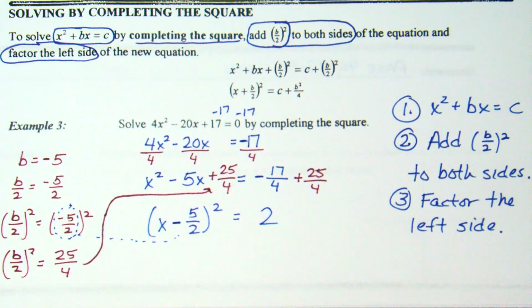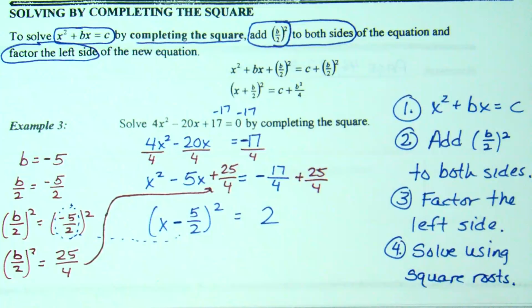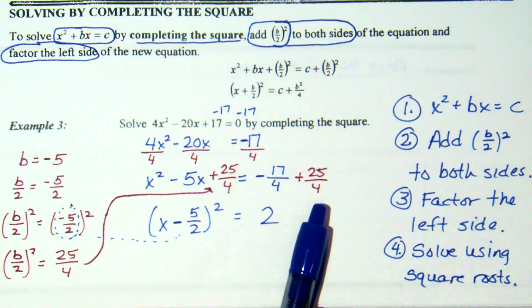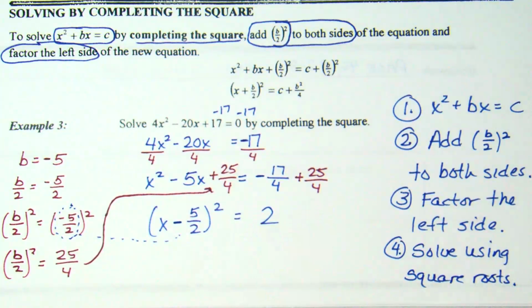Okay. Step 4 is to solve. Solve this problem using our square root process, which is what we did up on example 2. So I'm going to write... Why did we get equals 2? We just cleaned up. Okay, so I'm writing solve using square roots. The 2 was just cleaning up negative 17 fourths plus 25 fourths, which is 8 fourths. There's a common denominator, so you keep the common denominator and you add. Negative 17 plus 25 is 8.